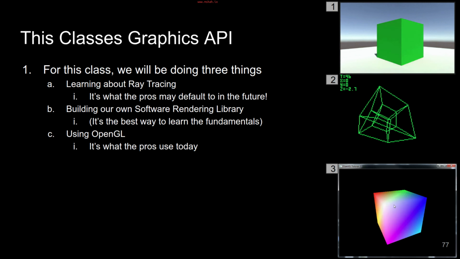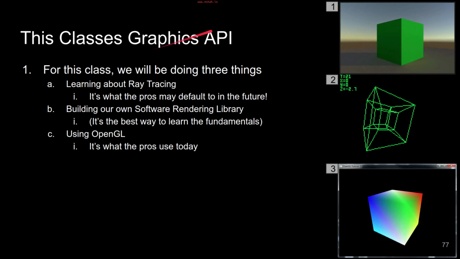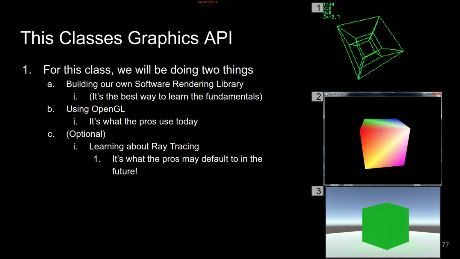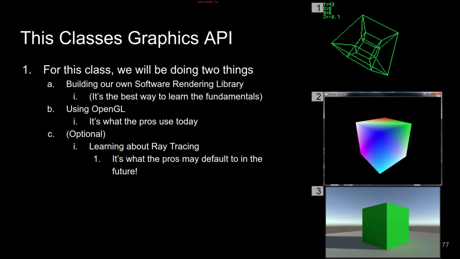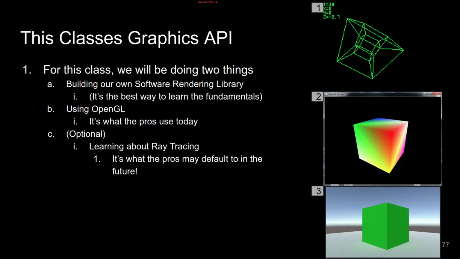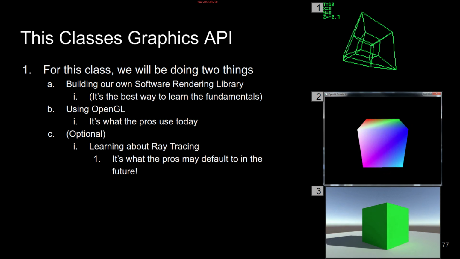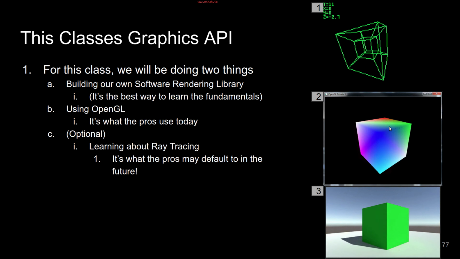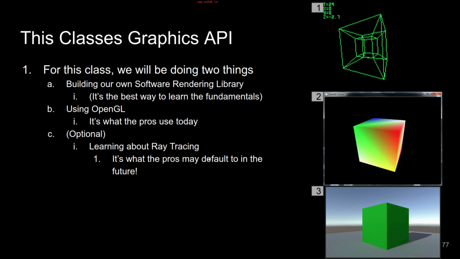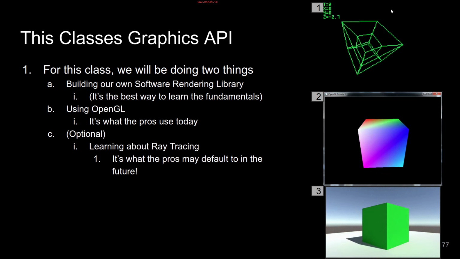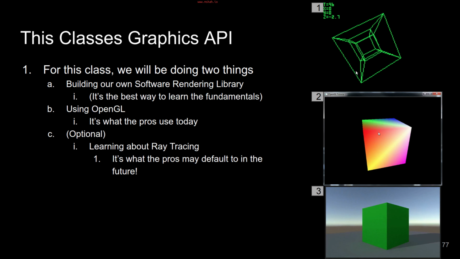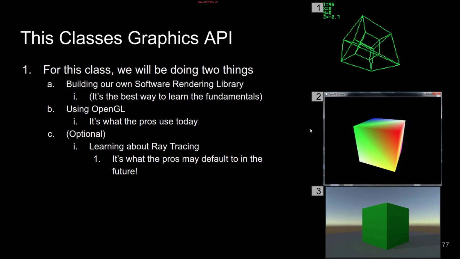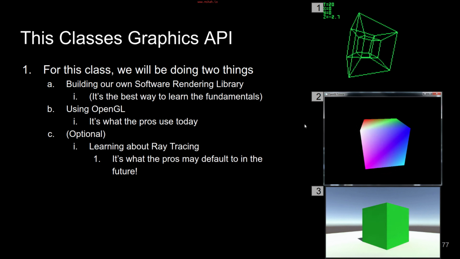So for this class, I've rearranged things just a little bit. We're going to be doing really two things: software rendering, which is shown in the top right, and using OpenGL to get different graphic scenes. Optionally, at the end, there is some ray tracing if you want to explore that. Otherwise, there's going to be the Summer 2 course for learning about ray tracing. We're going to build our own graphics API from scratch. I think that's a great way to introduce the math that we'll need in graphics and to understand what's going on. And then we're also going to just use OpenGL. It's what the pros use today.